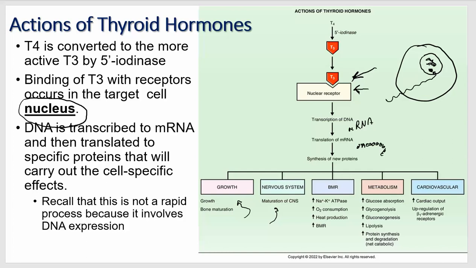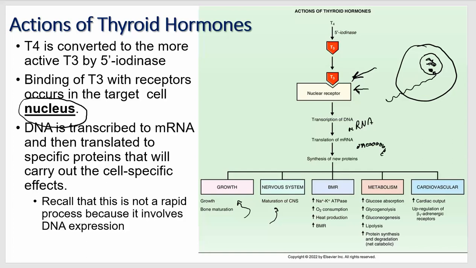And I'll tell you, a lot of what we know about what thyroid hormone does is we know what happens when we don't have it. So if there's a thyroid disease that a child has where they don't make thyroid hormone, then they will not have normal maturation of their central nervous system. So we know this.